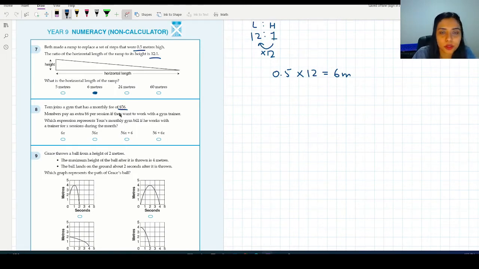Now he has a monthly fee of $56, so regardless of how many sessions he has with the trainer, he will always pay $56. Plus, he pays $6 per session with the gym trainer. So for example, if he had 2 sessions, he would pay 6 times 2, $12. If he had 3 sessions, he would pay 6 times 3, $18. So if he has X sessions, he's going to pay 6 times X on top of the $56 monthly fee. So we're looking for this expression. And that's here.